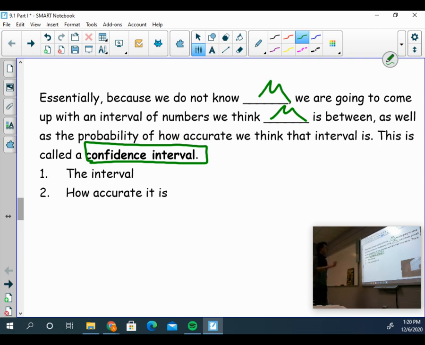And really there are two parts to this. Number one, we want to come up with the interval: the average fish in the pond is between blank and blank. And we need to come up with how accurate it is. I'm 60% confident that the average length of a fish in the pond is between 10 and 12, since I can't say it's 11.5 for certain. So we need to figure out the accuracy of our interval and what the interval is.